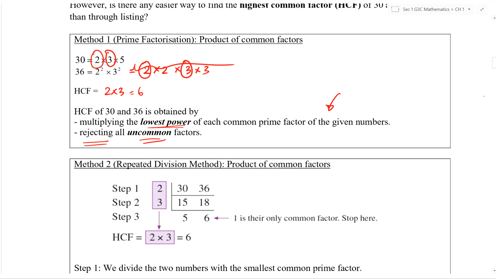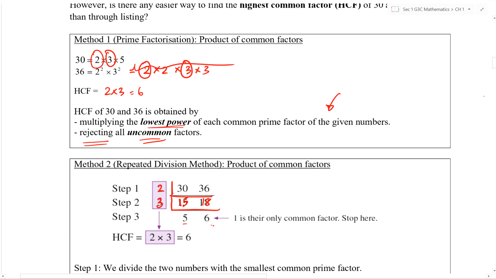So for the same example, 30 and 36, we will do our repeated division again. We write down the common prime factor. In this case, it will be 2. And then we're left with 15, and on the other side, we have 18. So they cannot be divided by 2 again. The next common factor will now be 3. So we've got 5 and 6 left.